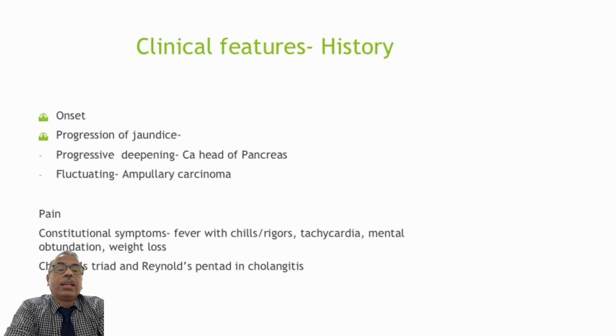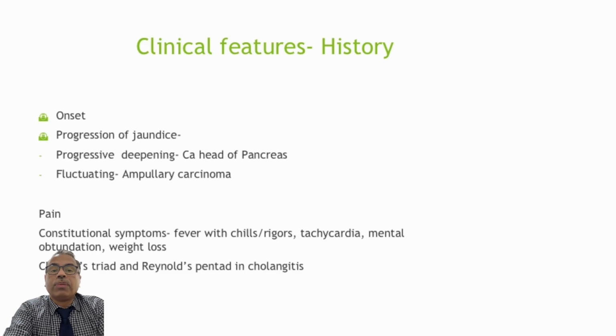Now we'll come to the clinical features, which is very important, and the most important part when you have a patient of obstructive jaundice is a detailed history. There are a few points which you would like to ask in a patient of obstructive jaundice. The first and foremost is the onset. That means how this disease was noticed by the patient, how it started, whether it was noticed by the patient himself or herself, or was told to the patient by the relatives.